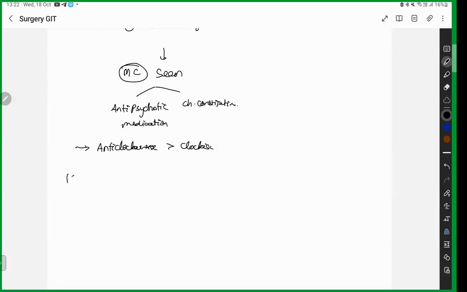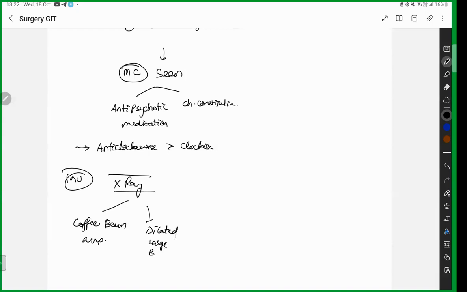So now tell me, investigation of choice. What is the investigation you are going to perform? The investigation is going to be x-ray. In the erect x-ray, what can you see? Number one, you can see a coffee bean appearance. Number two, you can see a dilated large bowel. And number three, you can see obstruction. Okay, very important.